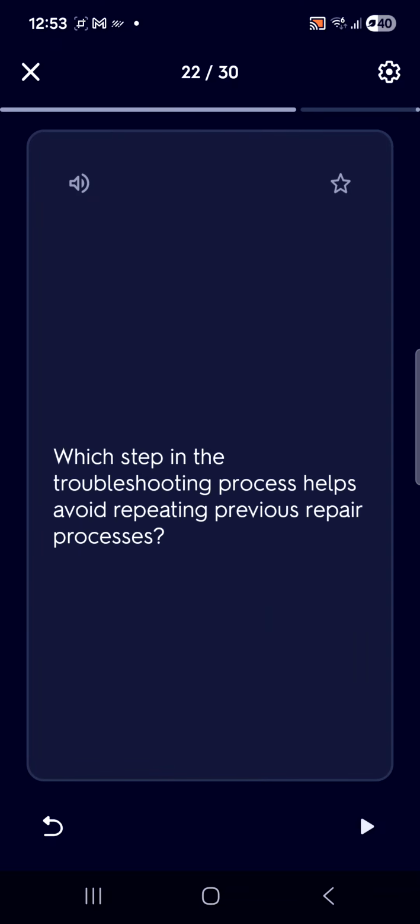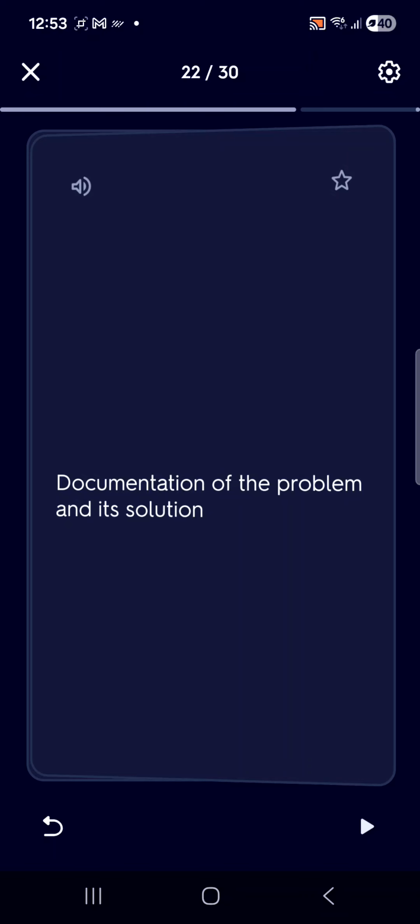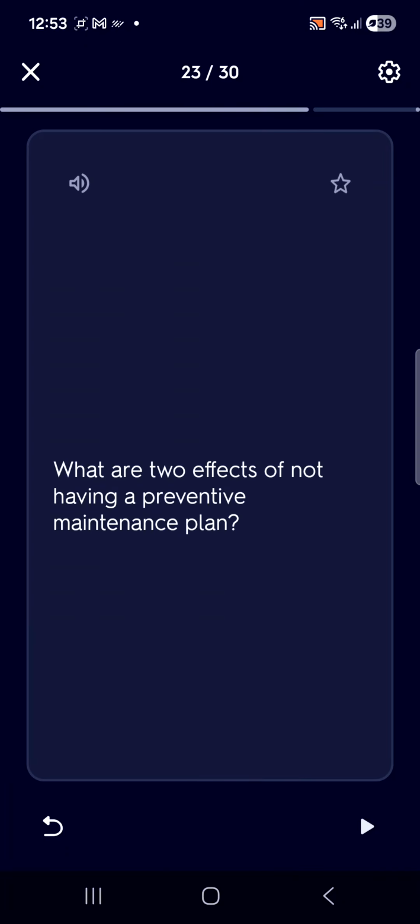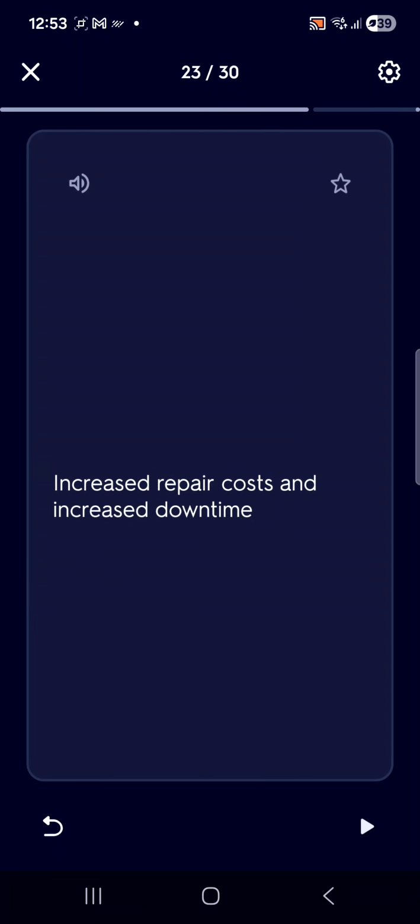Which step in the troubleshooting process helps avoid repeating previous repair processes? That would be the documentation of the problem and its solution. What are the two effects of not having a preventative maintenance plan? Increased repair costs and increased downtime.